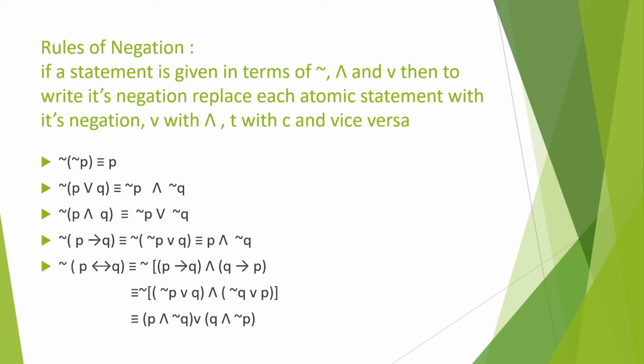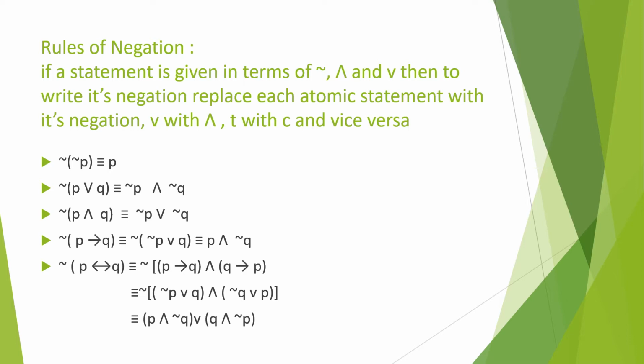Now let's study rules of negation. So first rule is negation of negation P is P. Second is negation of P or Q is negation P and negation Q. See here we are applying the same rule. Negation of the compound statement, here the compound statement is P or Q. And to write the negation, we are replacing P and Q by its negation. That means negation P, negation Q. And we are interchanging disjunction and conjunction. So in the bracket, we have disjunction, and in the logical equivalence, we have replaced it by conjunction.